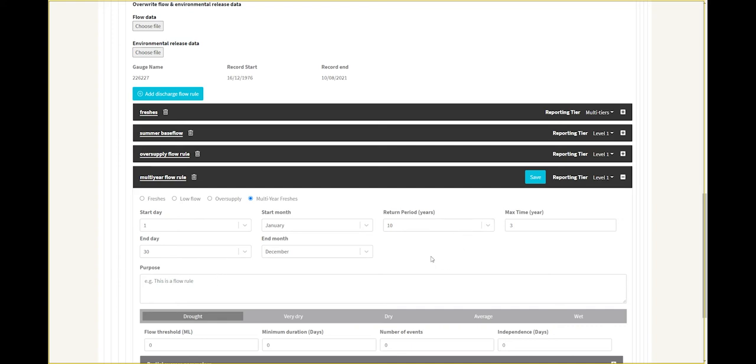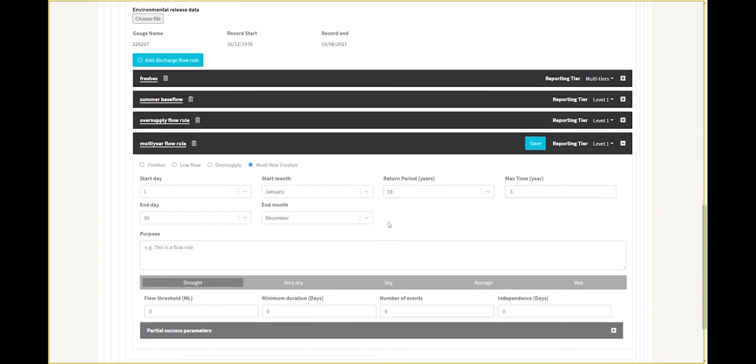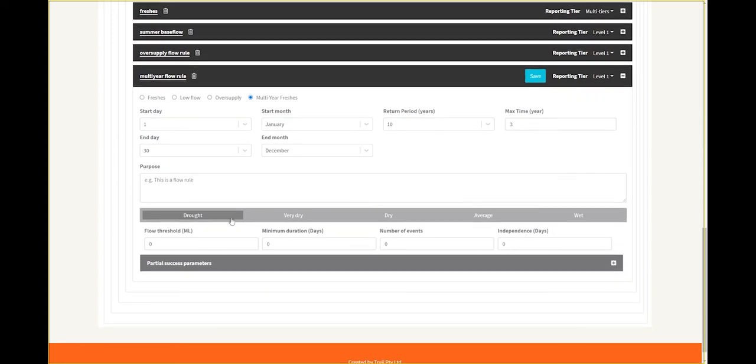So that might be important, for example, for refilling water holes or the like that might dry out in that period. So what we've got here are essentially the same types of parameters we've got for a freshes flow rule. So this might be a nice big flow of, let's say it's going to be 13,000 megalitres a day, and we want it to go for 5 days. And how many events did I say?